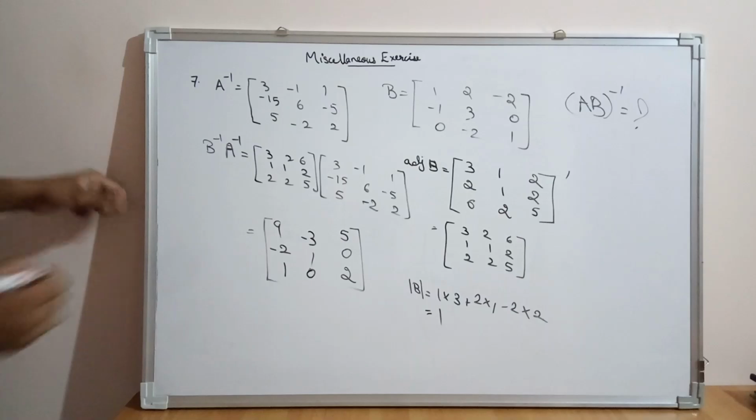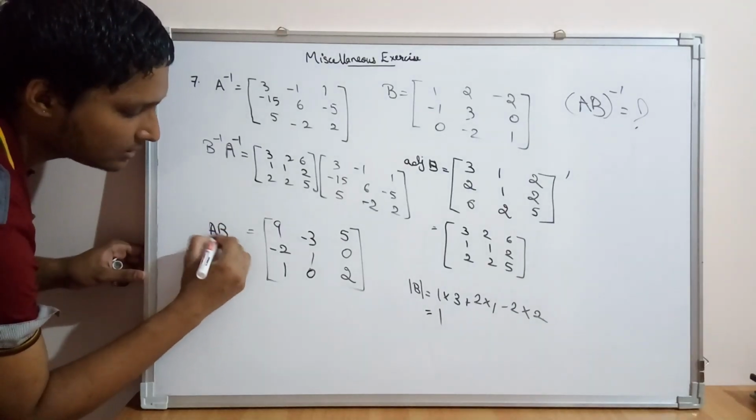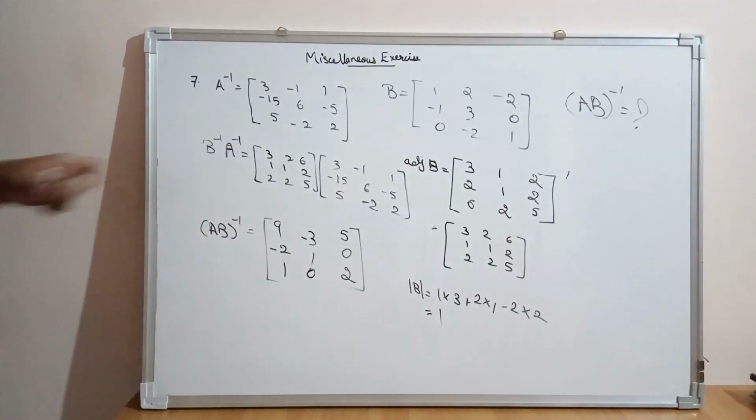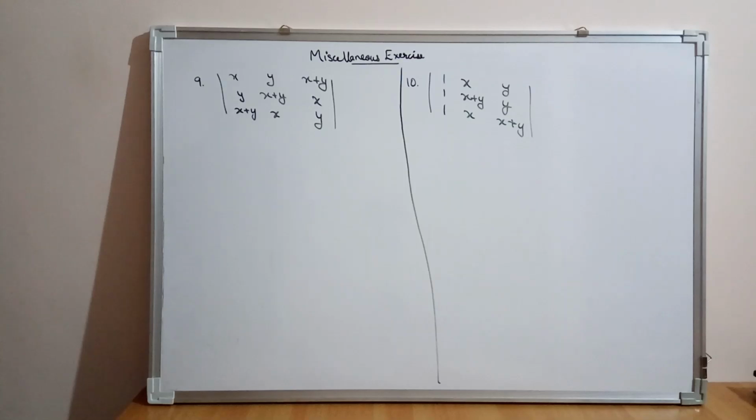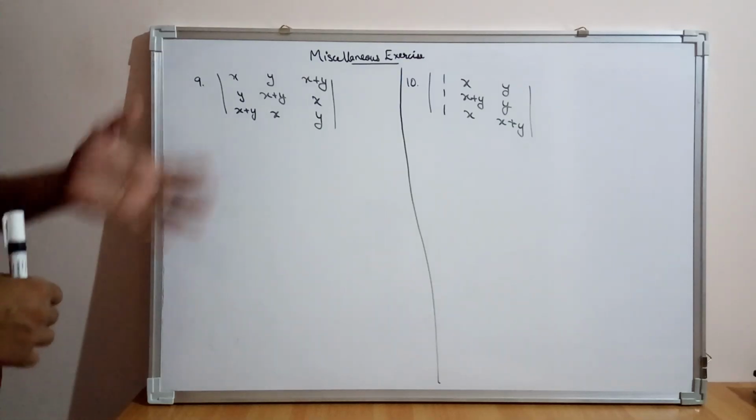So this is the answer. Or I can say AB whole inverse is equal to this particular matrix. That's all about the 7th question. Moving on to the next. Now we have the 9th and 10th questions.